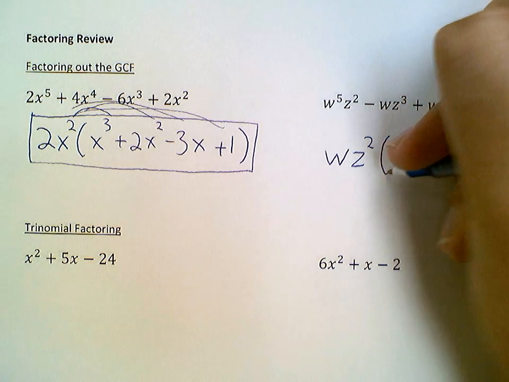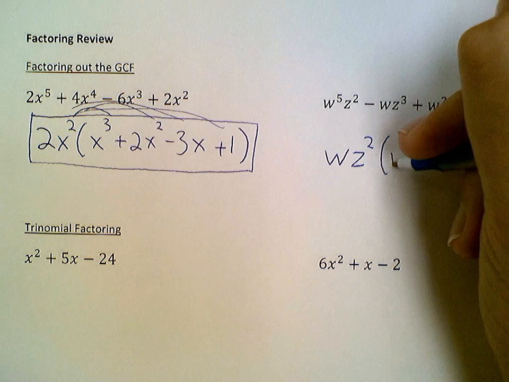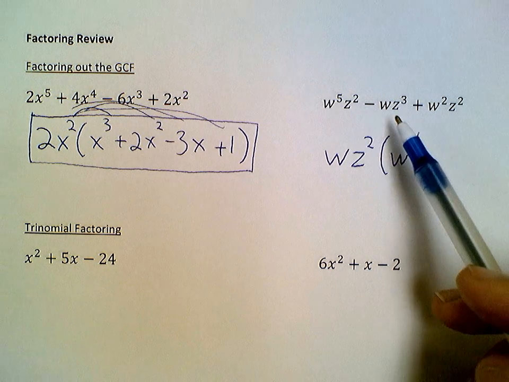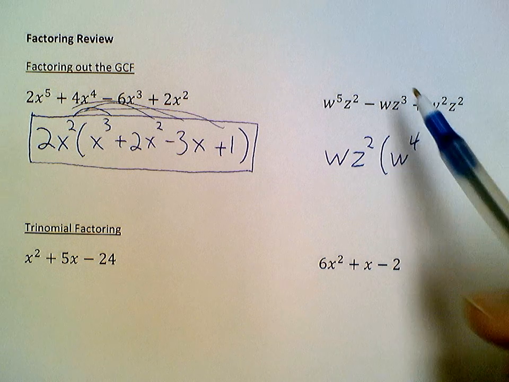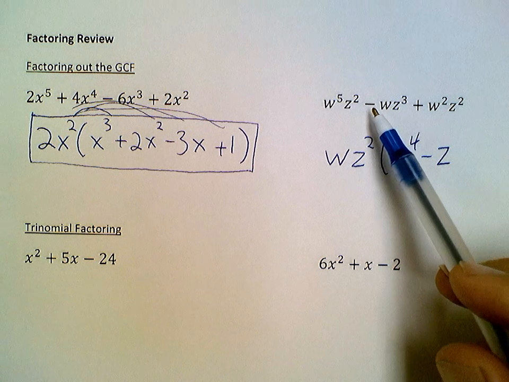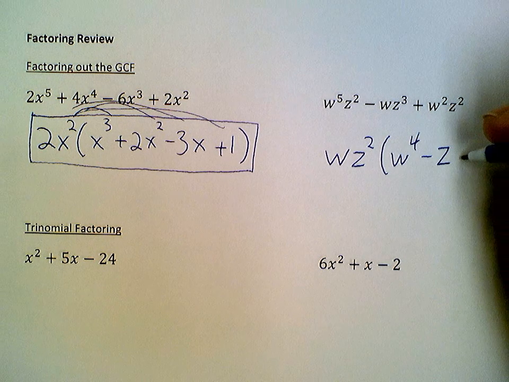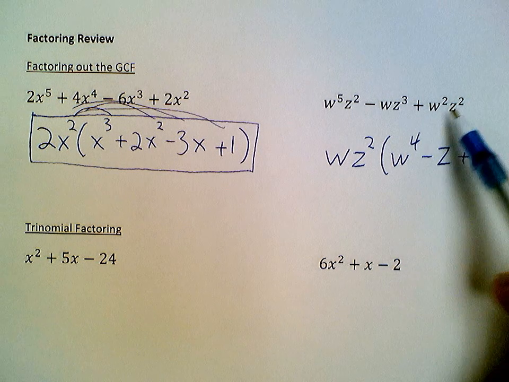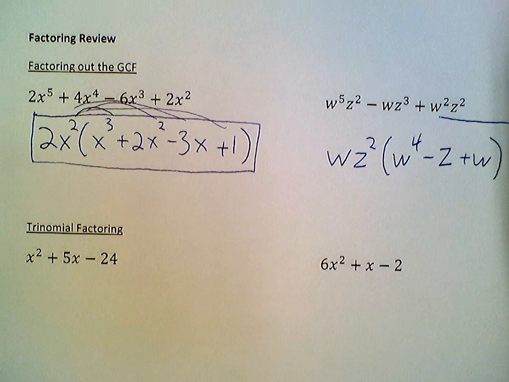Alright, so then what's left over? In this first term, I took out one of the w's, so there's a w to the fourth. I took out all the z's, so there's no z's left. This one, I took out the only w, and I took out 2 of the z's, so there's only one z left, and it is minus z because there's a minus out front. This term, I took out one of the w's, so there's a w left, but I took out both z's, z to the second, z to the second, so there's no z's left, so that is it.